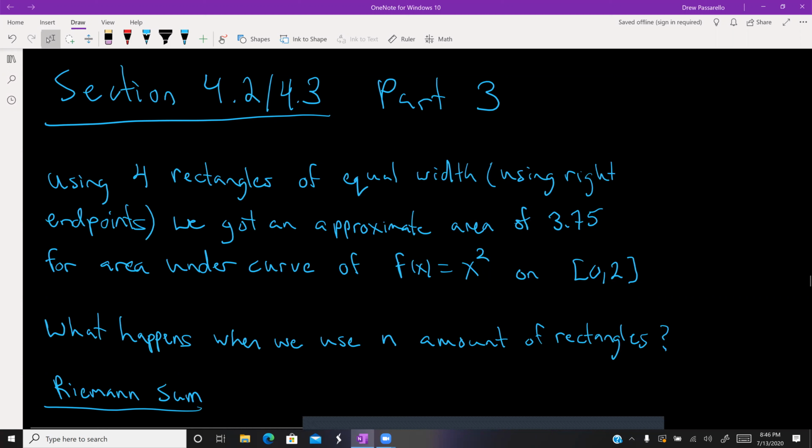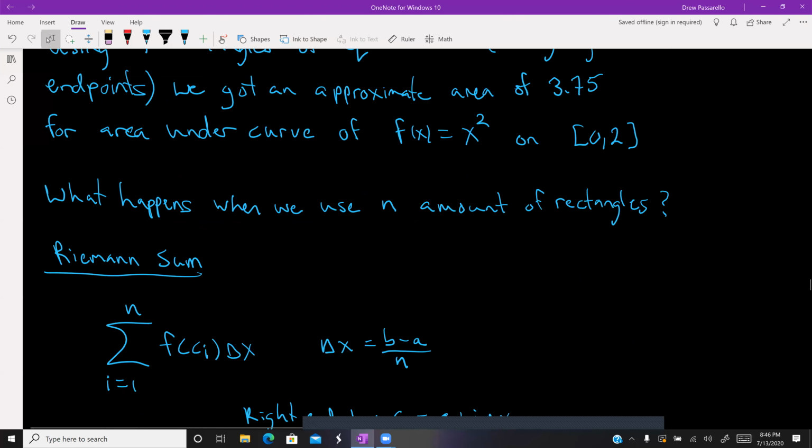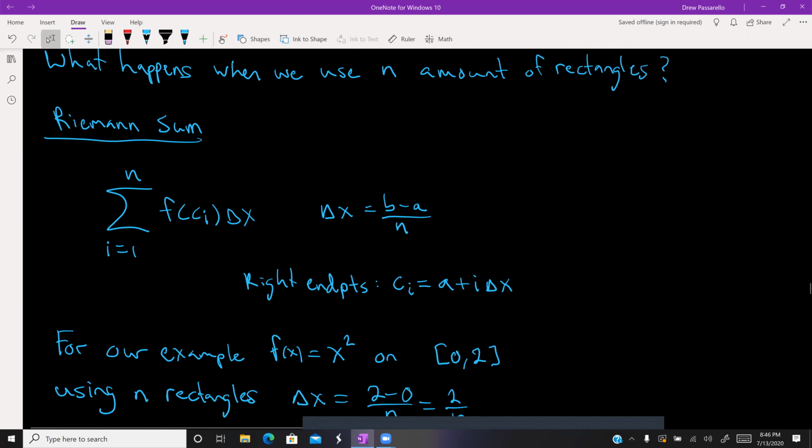Now what happens when we use n amount of rectangles? So recall that the Riemann sum is provided by this, the sum of f of ci times delta x, where delta x is the width of the rectangles, and it's given by b minus a over n. And then in a general formula for the right endpoints, ci is equal to a plus i times delta x. So that way, if you use the general formula for the right endpoints for ci, you don't actually have to write down all 4 subintervals and then plug each right endpoint of each subinterval into the function. You can just get it as one sort of general value.